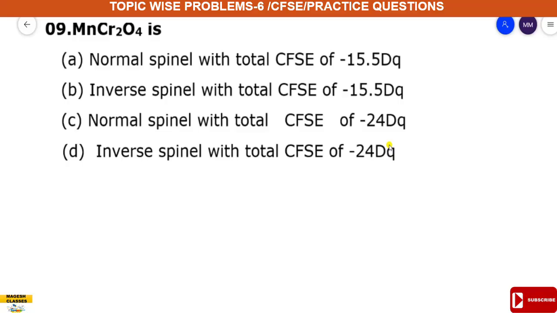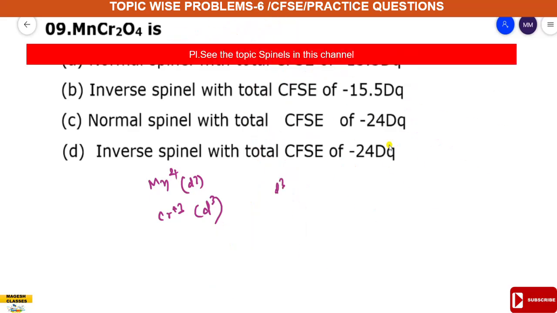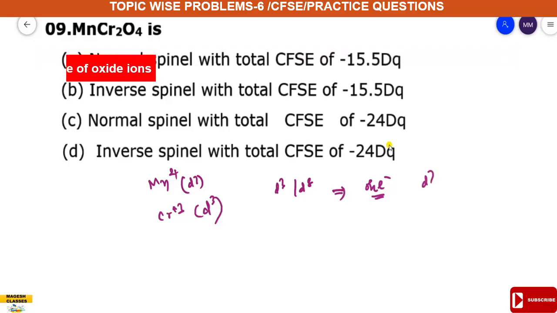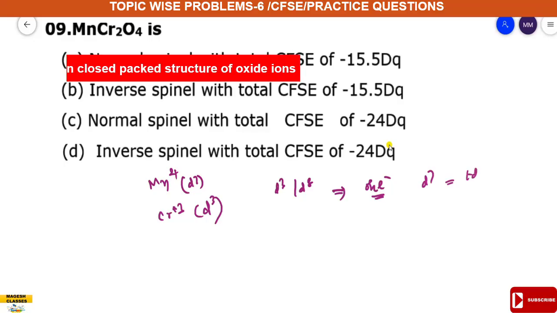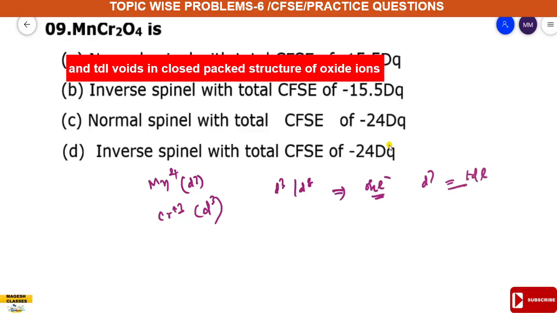So in the case of MnCr2O4, Mn here is in the 2 plus state, it is a d5... it is d7. So Mn is in the 2 plus state, and chromium is in the plus 3 state and the electronic configuration is d3. Always d3 and d8 have a strong preference for the octahedral site. If it is d7, it prefers the tetrahedral site. So d3 and d8 are in octahedral.